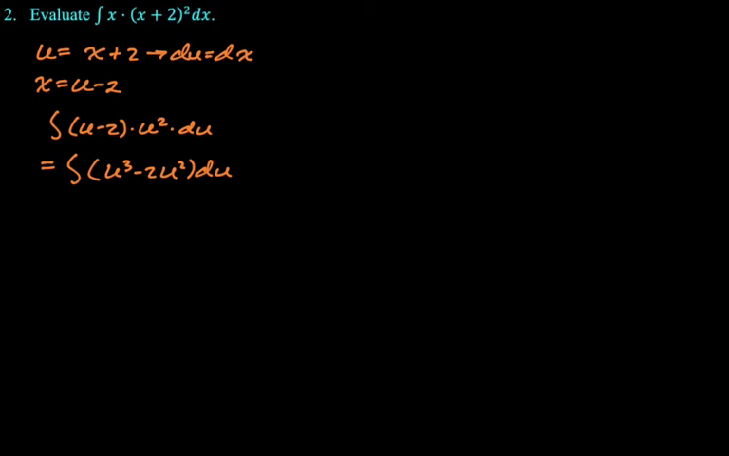We're reversing the power rule, so plus 1 times the reciprocal, like so, plus c at this point. And then u is equal to x plus 2. So we're going to replace every u that we see with an x plus 2.